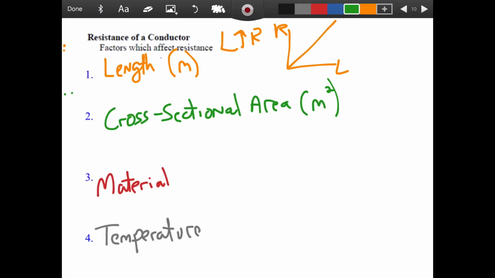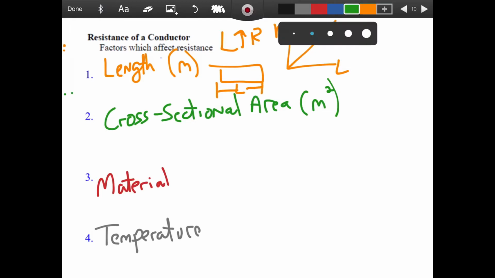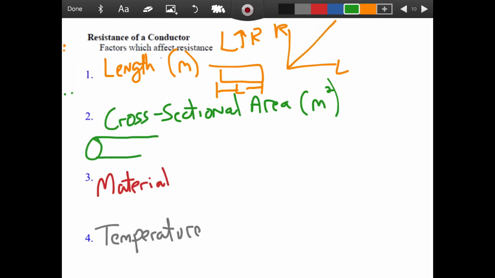As far as cross-sectional area, if I want to draw a quick little wire, this would be the length. Let's see how good my 3D drawing is. If we're talking about cross-sectional area, that is the cross-sectional area measured in meters squared. And as that increases, the resistance decreases. So if we have a little graph, resistance, this is area, it's going to be an inverse relationship. Sketch something like that.